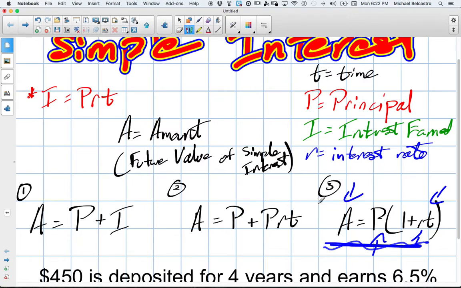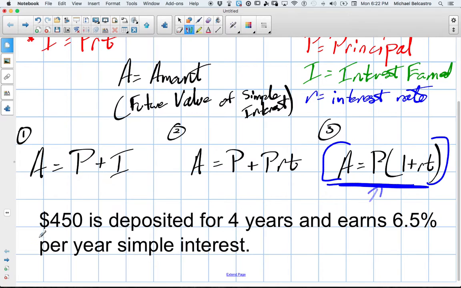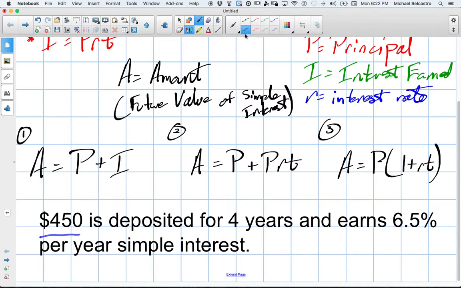It's very easy to use any of these to calculate A, but once you start going into these letters here, P, R, and T, even just P itself, this formula is far easiest to work with, so it's best to just really memorize this one. Okay, so let's take a look at some of the questions they get asked. $450 is deposited for 4 years and earned 6.5% per year. Okay, so we have to define what's what. Our principal, or our present value, is our 450.